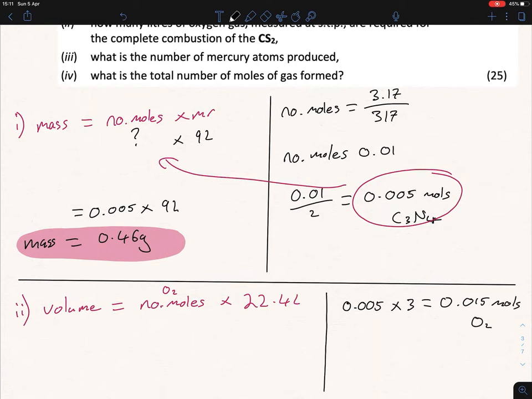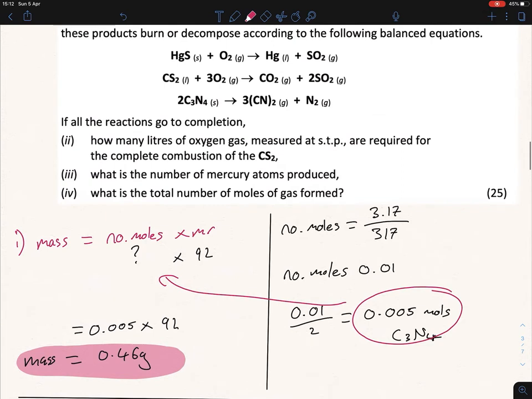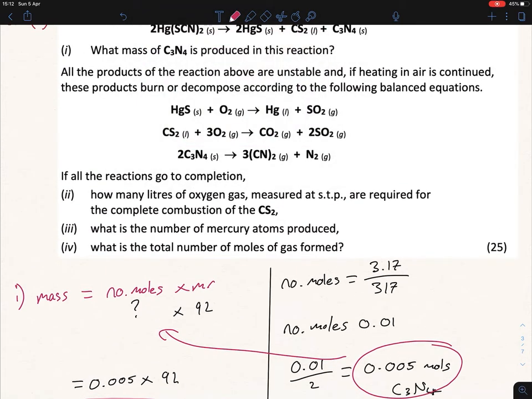We're going to use that over here. So volume now equals 0.015 times 22.4. So our volume, if we do that out correctly, you should be getting 0.336 litres. I want to highlight that. So you just had to know the formula for that one there. So we have that one done now. Essentially we have part I and part II complete.